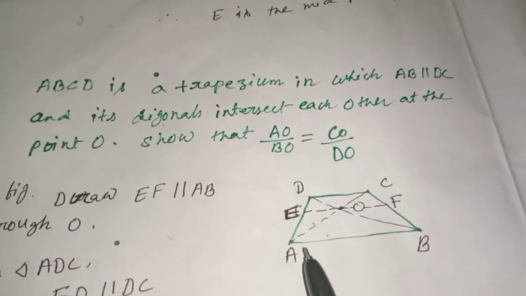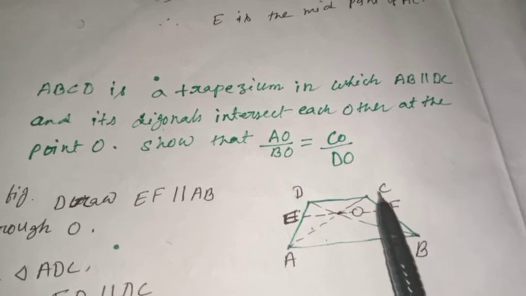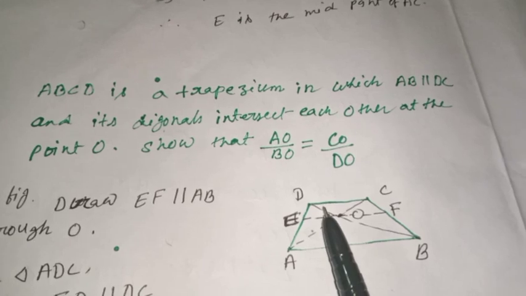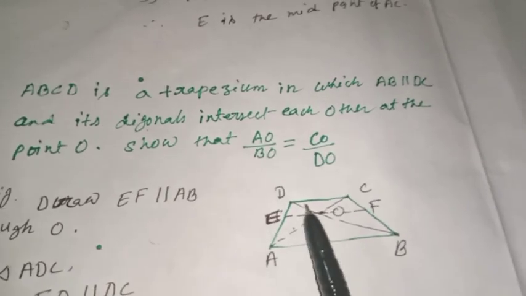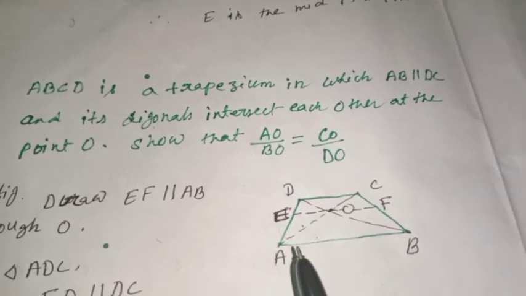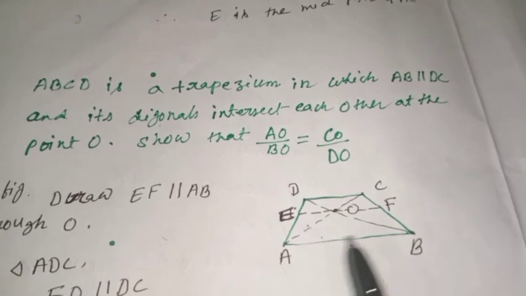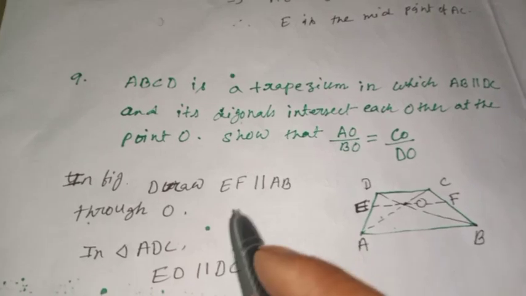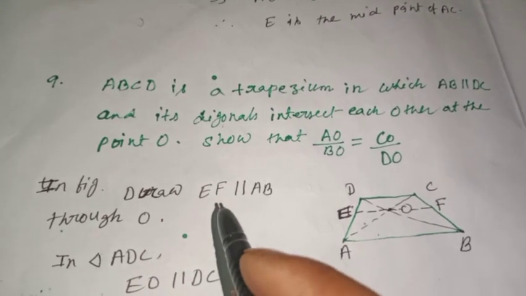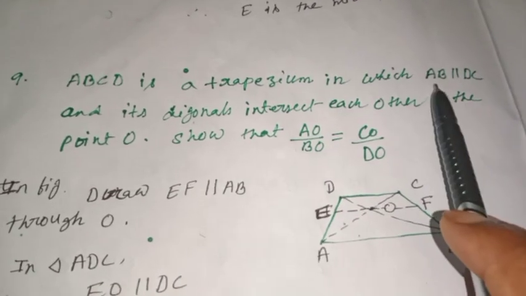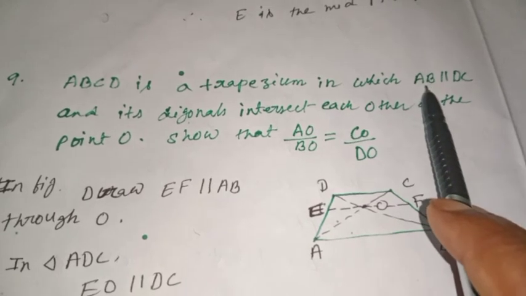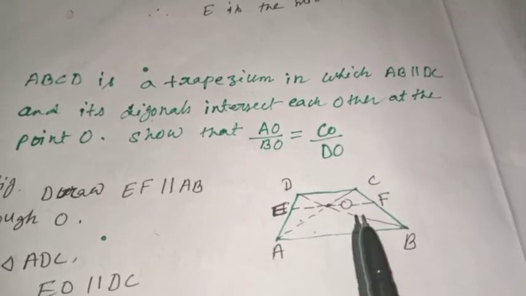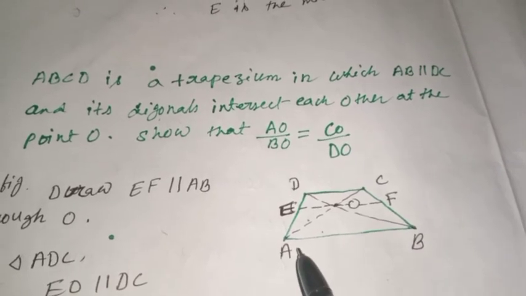So first of all, you have to draw a trapezium ABCD. What is a trapezium? One pair of opposite sides is parallel. One pair of opposite sides parallel means ABCD is a trapezium, and I am taking AB parallel to CD. They have given in the question AB parallel to DC, so AB is parallel to, I am taking, CD.